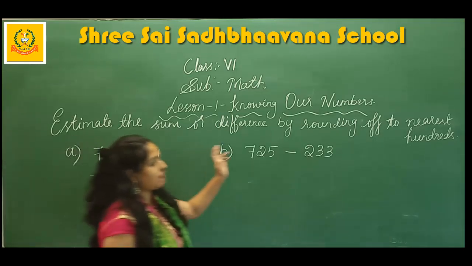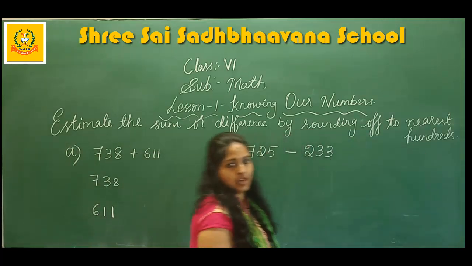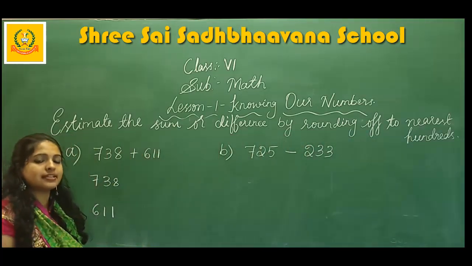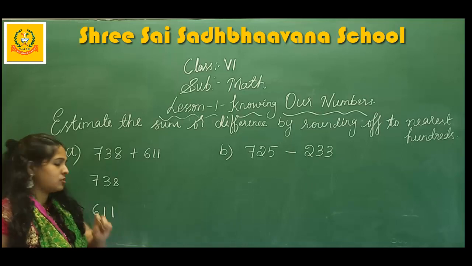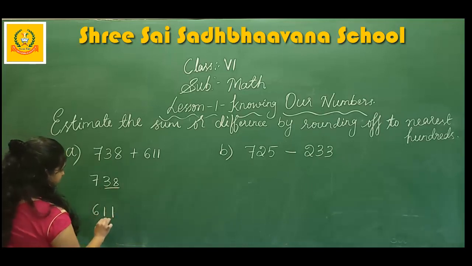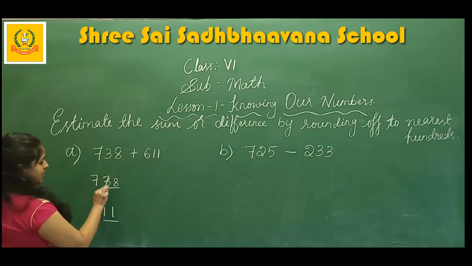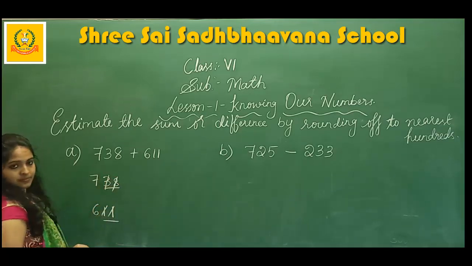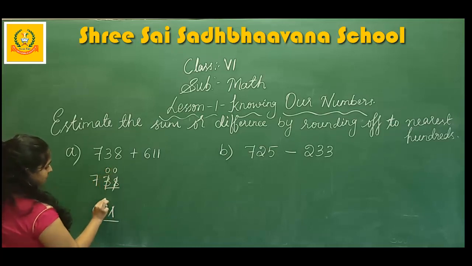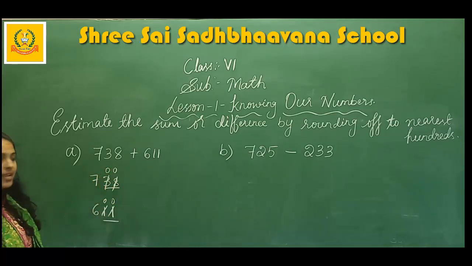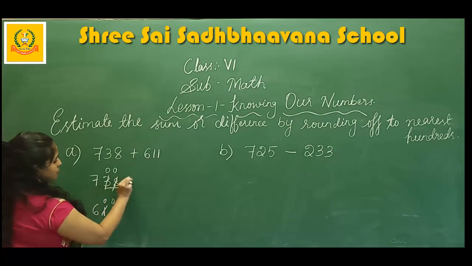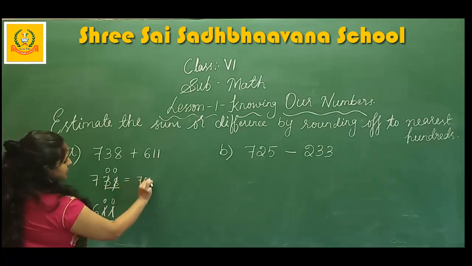We have to round off to the nearest 100. How many zeros are there in 100? Two zeros. So underline two digits everywhere, in both cases. After that, what do we have to do? Strike out. Then write 0 on the top of the number. Then what do we have to do? Write the numbers with the zeros.